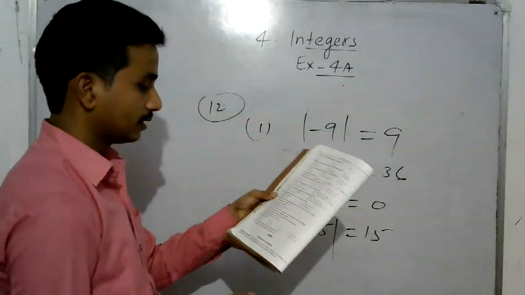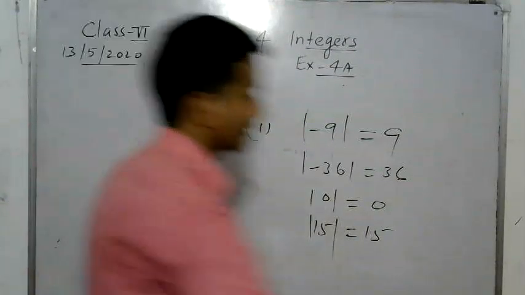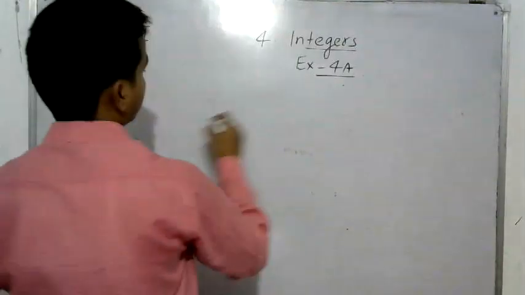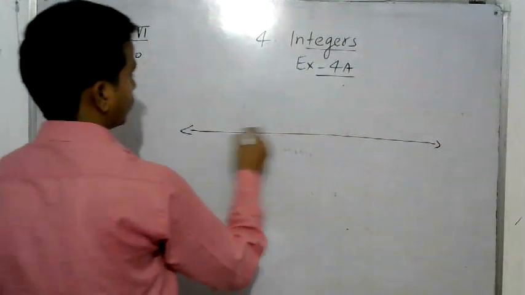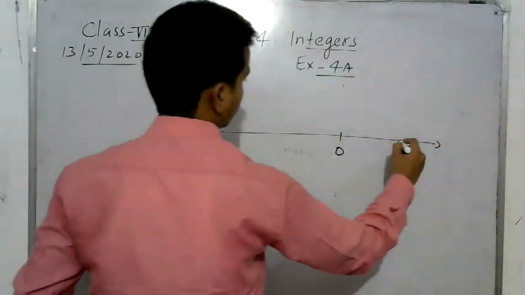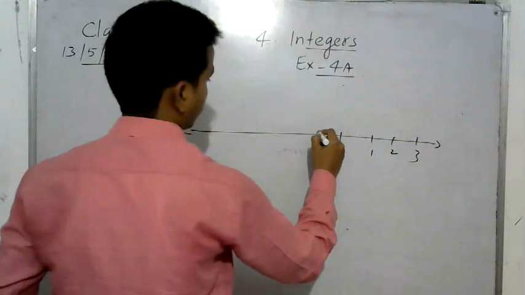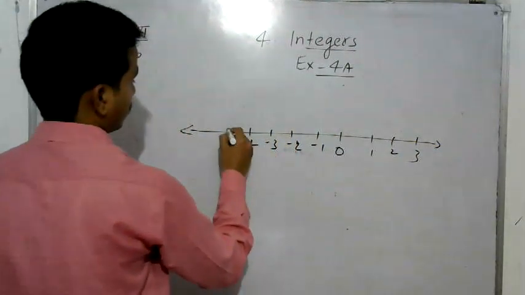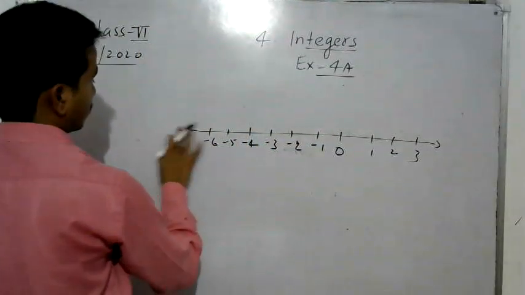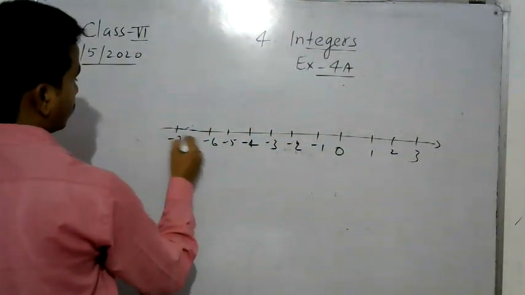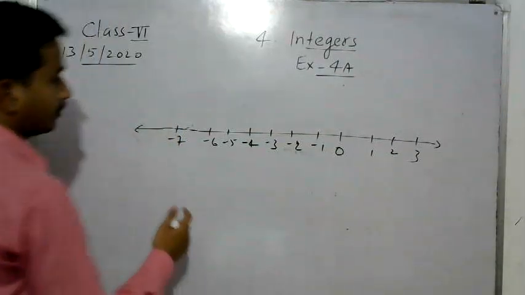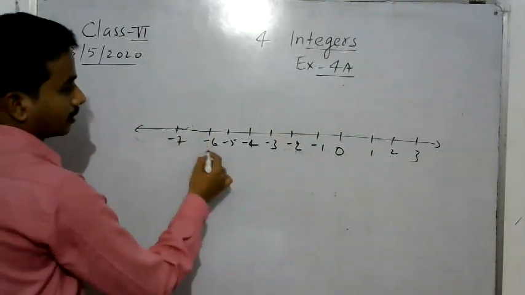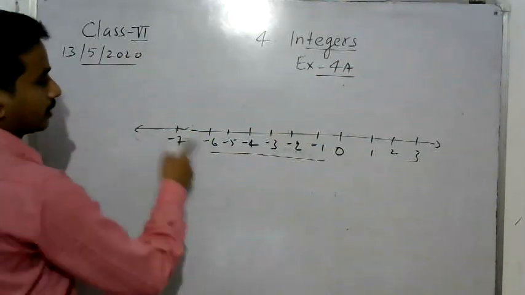Now question number 13 is easy. Write 5 negative integers greater than minus 7. So greater than minus 7, this is number line and this is 0. 1, 2, 3, minus 1, minus 2, minus 3, minus 4, minus 5, minus 6, minus 7. So write 5 negative integers which are greater than minus 7. So greater than minus 7, all these are negative integers which are greater than minus 7.